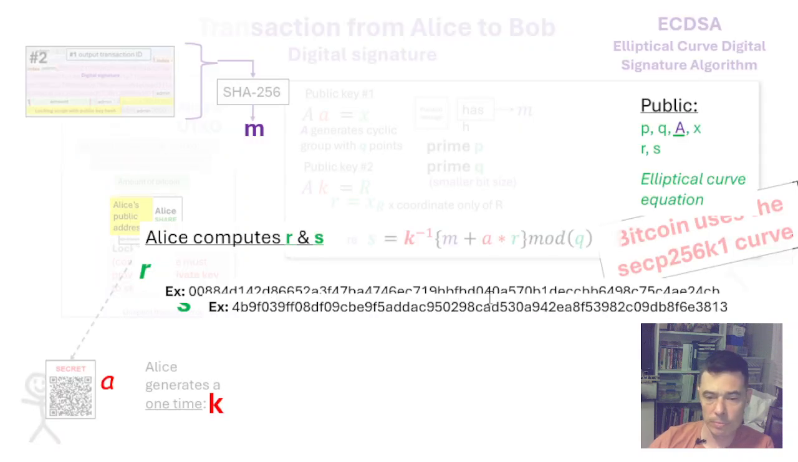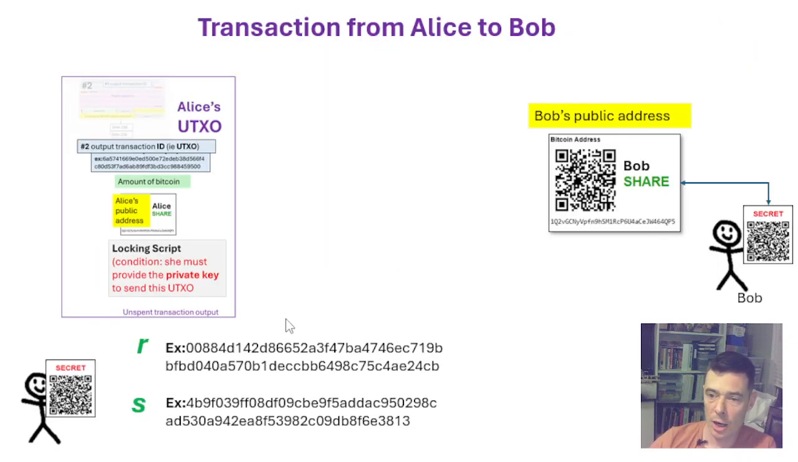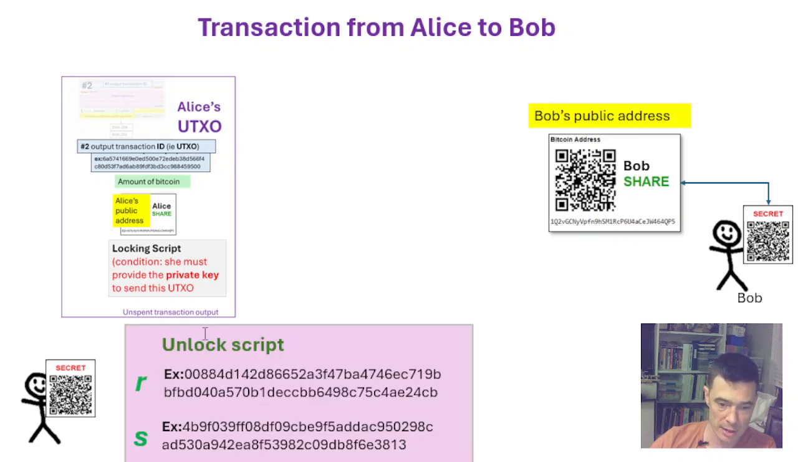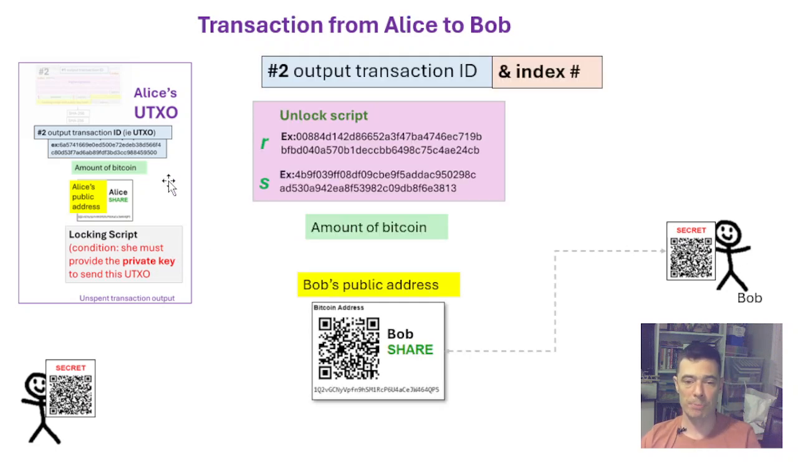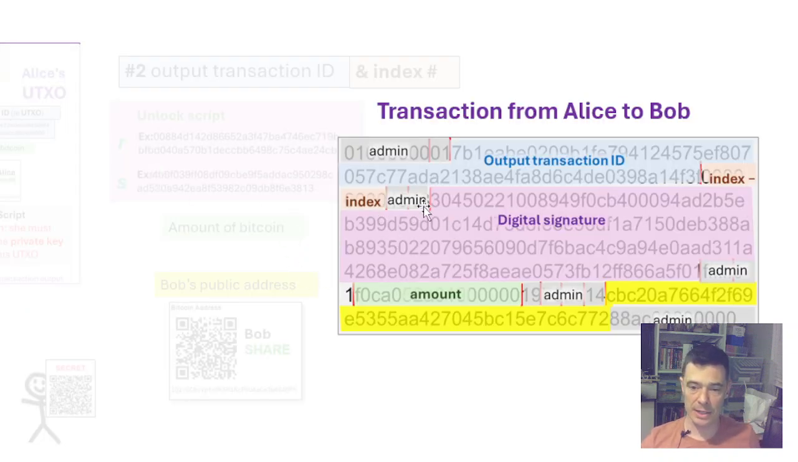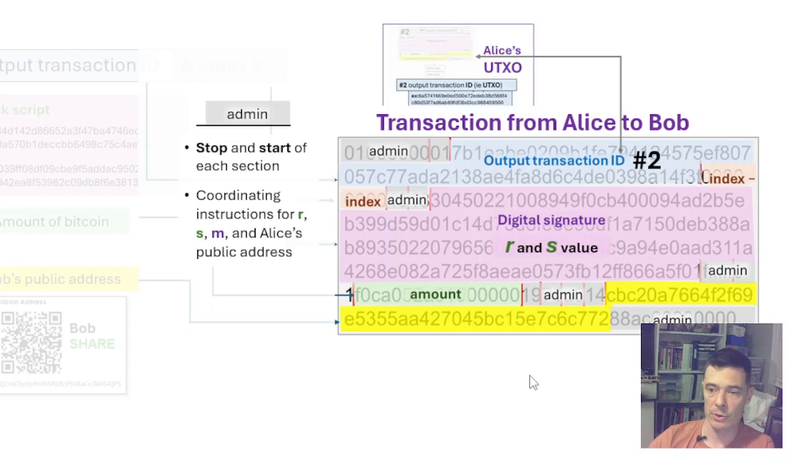So now back to our UTXO build. We have this mechanism to unlock this lock. This is the unlock. This is the lock. And we have all the ingredients now to build a transaction. Here is just the R and the S that we just saw. That's what this piece is of the transaction, the R and the S values.